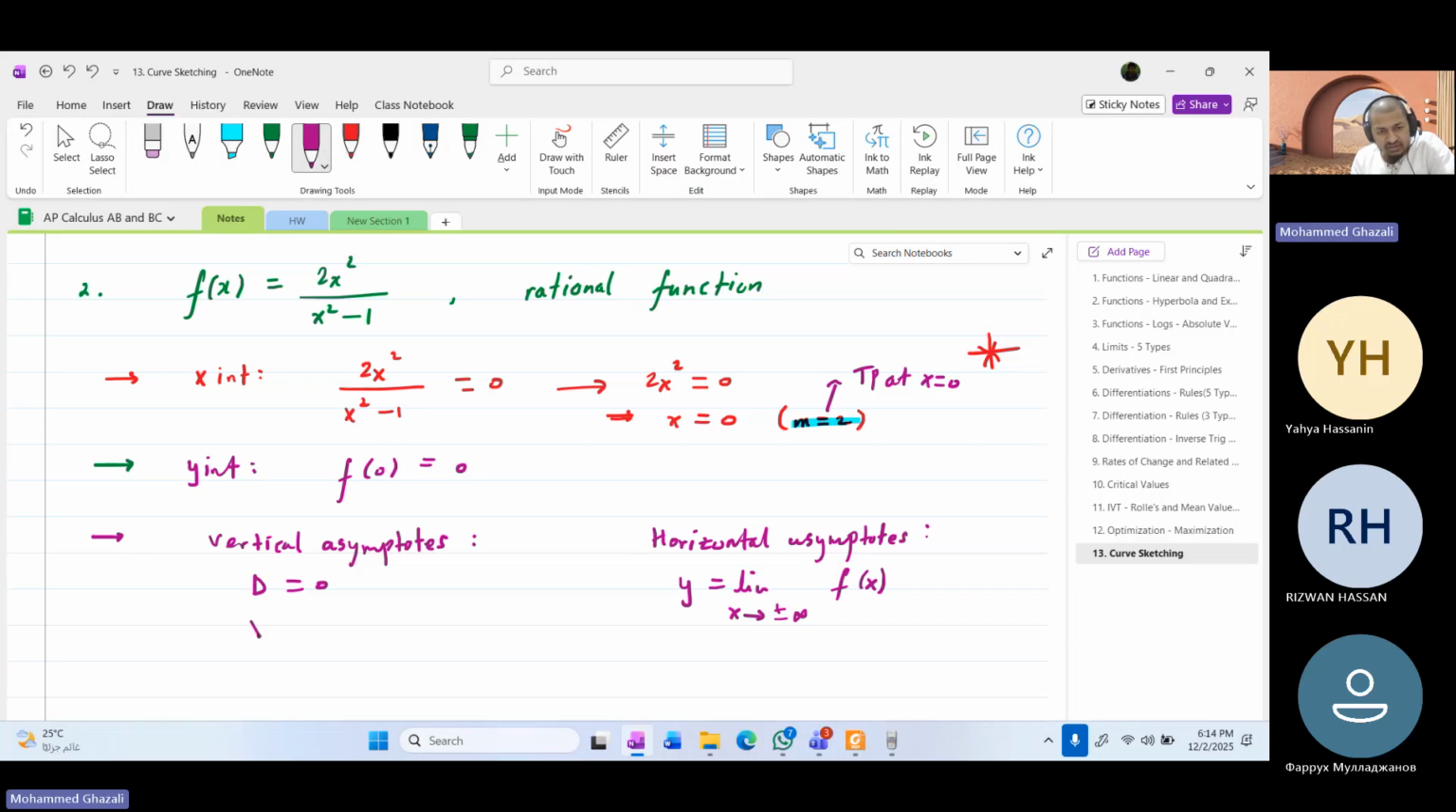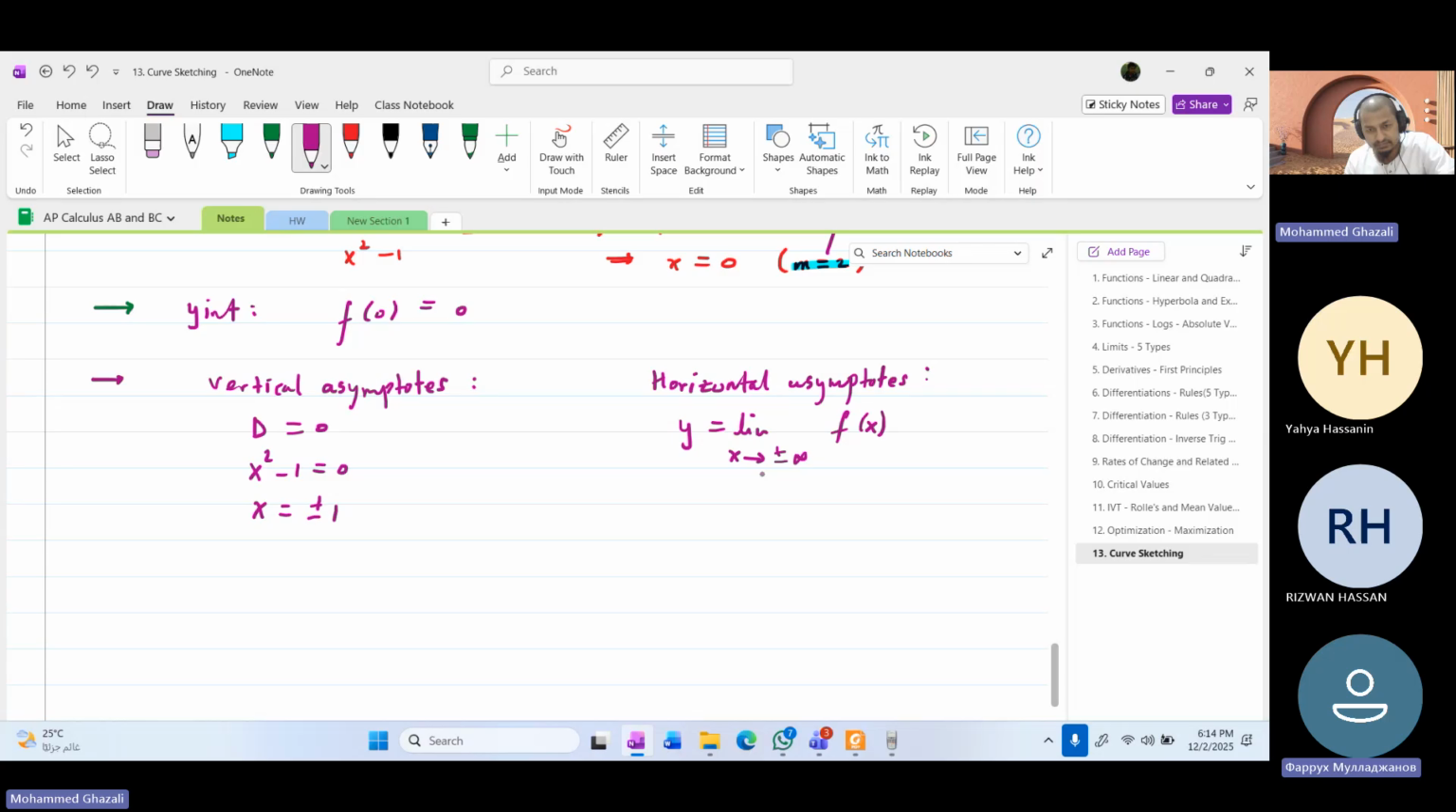Let's solve this. x squared minus 1 equals 0. So x is equal to plus or minus 1, or x minus 1, x plus 1. Yes, like this. Good. You just take the 1 over and square root it.